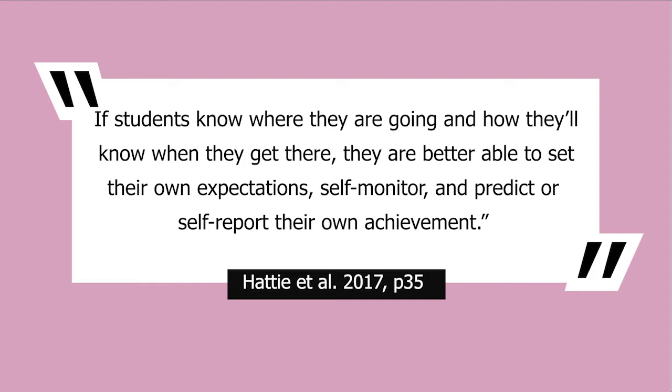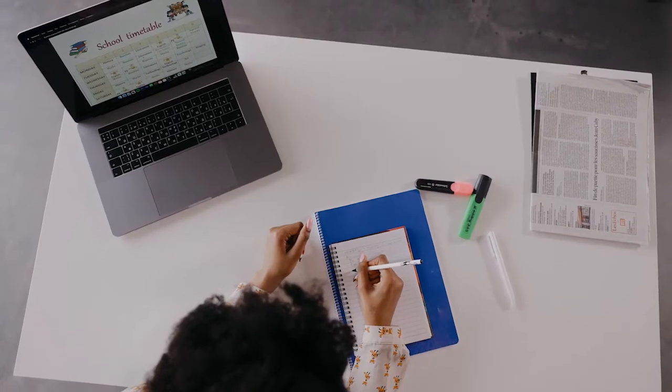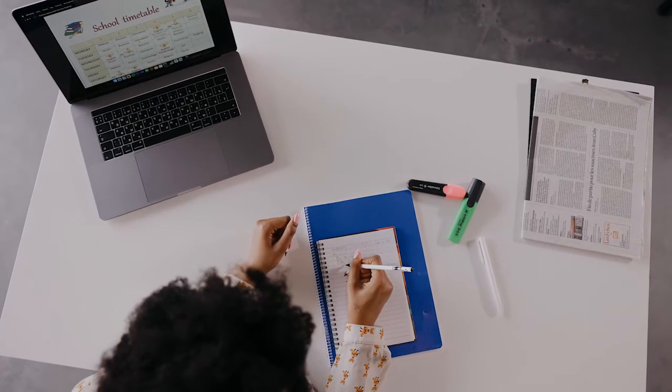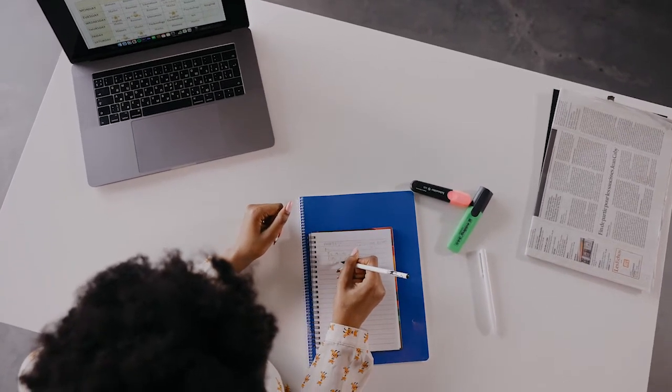As Hattie and his colleagues say, if students know where they are going and how they'll know when they get there, they are better able to set their own expectations, self-monitor and predict, or self-report their own achievement. This statement powerfully encapsulates what can happen when students are in control of their learning and sets the tone for the lesson.